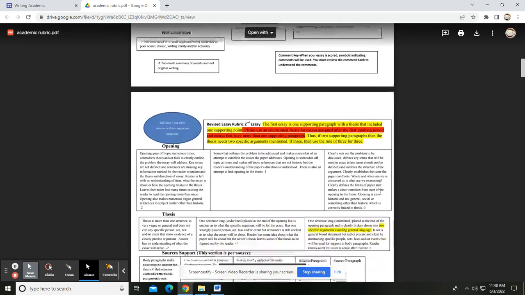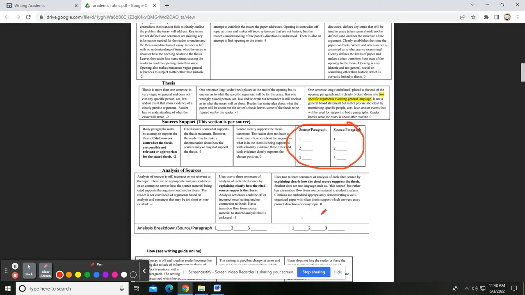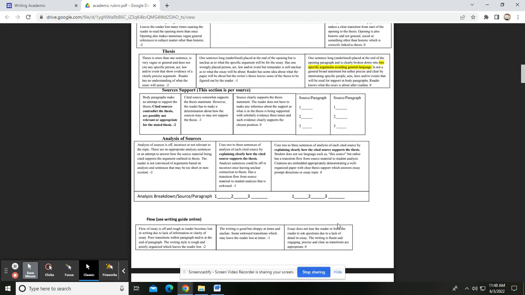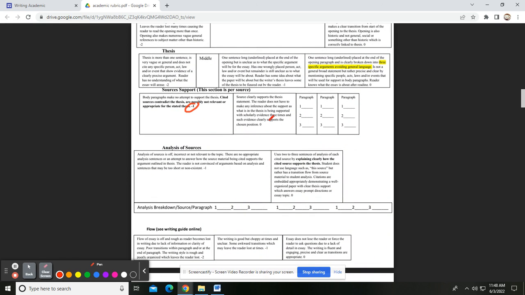So the rubric will be the same. And if I have two paragraphs, then you will see this section look like this. And if the essay is three paragraphs of support, then it's going to look like this. And you'll notice that the numbers have changed. So that's how you will be scored. Best of luck.